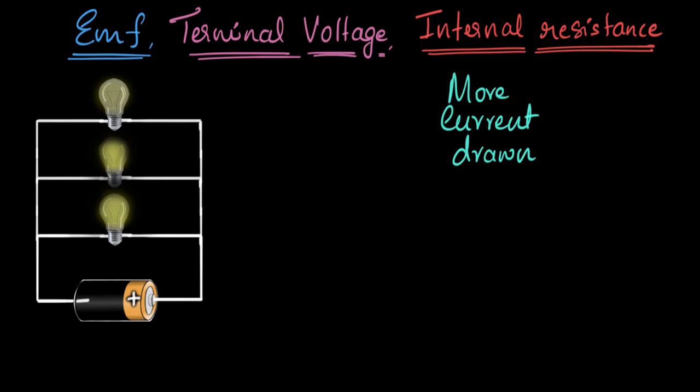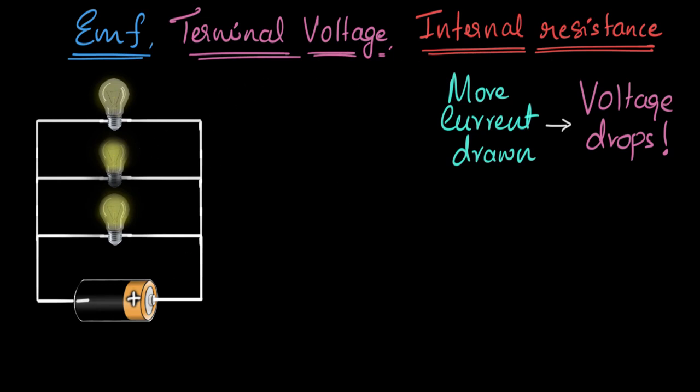So what's happening over here, for some mysterious reason which we have to figure out now, is that as you draw more current, the voltage across the battery drops. And this is really confusing: why does that happen? And to answer this question, we need to understand exactly what EMF, terminal voltage, and internal resistance are.